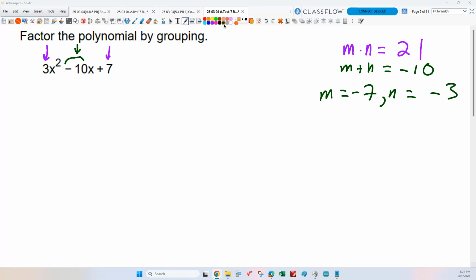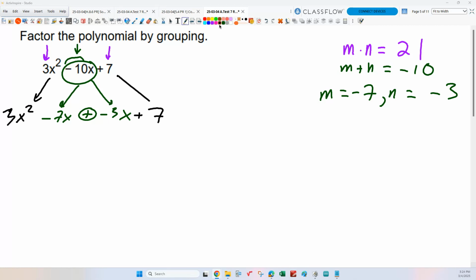So then what does that middle term split into? Negative 10x is going to split into negative 7x plus negative 3x. Good. And everything else just stays the same. Okay, now I've got 4 terms, so how do I factor? Grouping. Factor by grouping. Good.